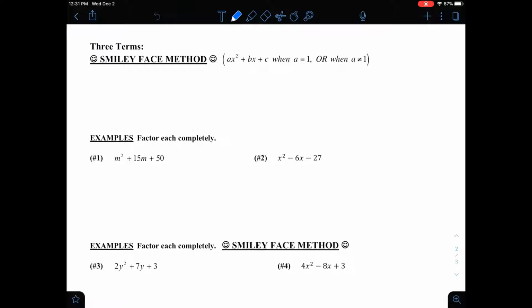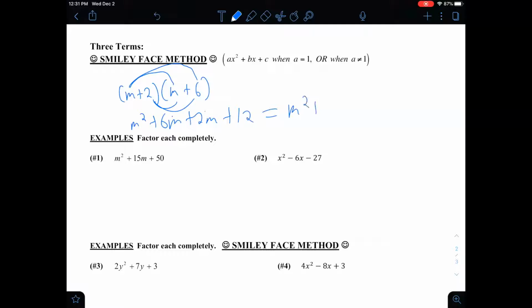But here we go. So, the smiley face method. Basically what we're doing with factoring is undoing multiplication or distribution, or it is undoing FOIL, all right? So, when you FOIL something like m plus 2 times m plus 6, you multiply m times m, which is m squared, m times 6, which is 6m, 2 times m, which is 2m, and then 2 times 6, which is 12. These are like terms here, so it's going to be m squared plus 8m plus 12, which is kind of what these look like right here, right?